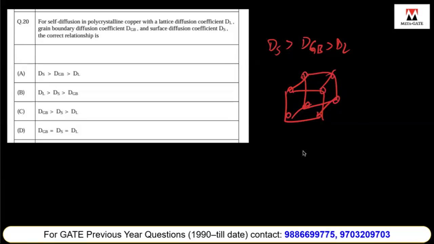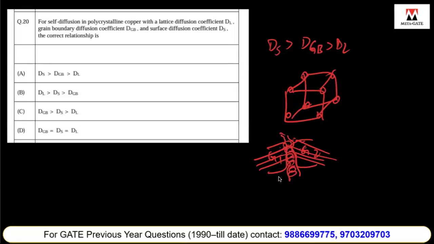Grain boundary diffusion: in a polycrystalline material, if this is grain 1 and this is grain 2, the interface between two adjacent grains is called a grain boundary. These boundaries have a different atomic arrangement compared to the bulk crystal, because the atomic arrangement might be like this in grain 1 and like this in grain 2. When it comes to grain boundaries, due to this difference in atomic arrangement, there is a clash between these arrangements. So these interfaces join to form a separate interface again.